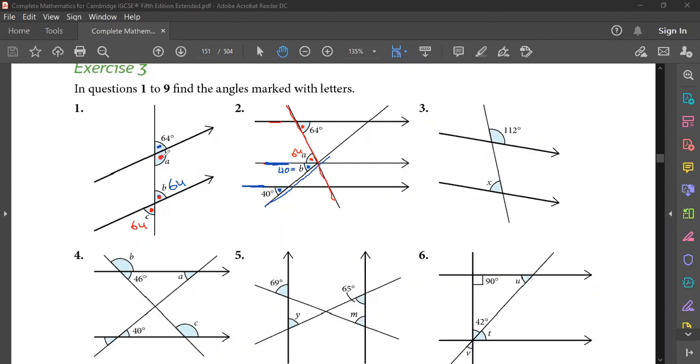Now angle A, Hashem, you choose. You want to do A with B, or A with 64, you are free. It must give the same answer. So which one will you choose? The angle below. Good. These are allied angles, they add up to 180. So 180 minus 64 equals 116. Okay, this angle A is 116.